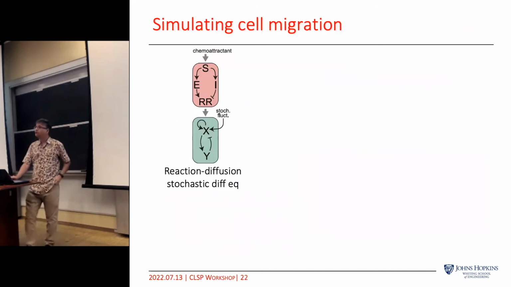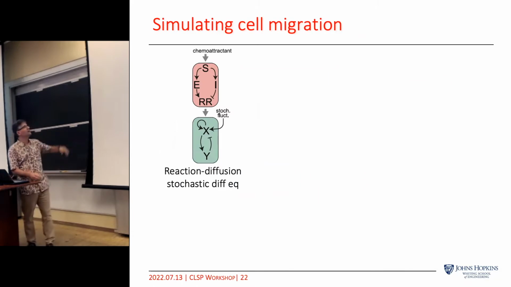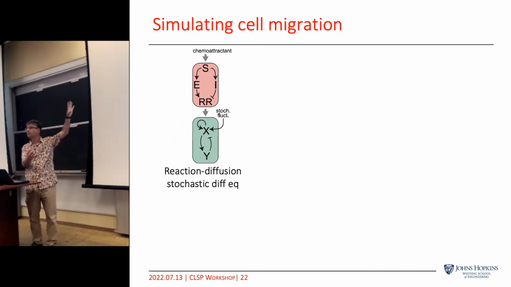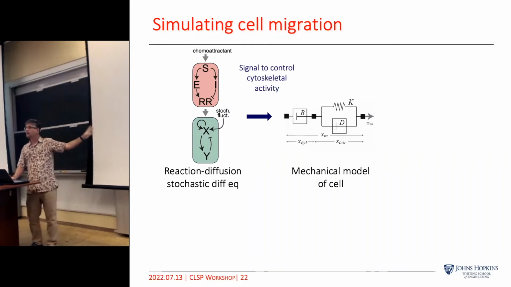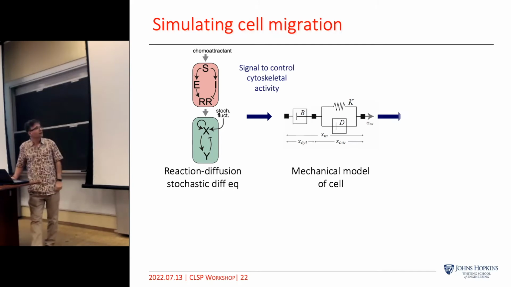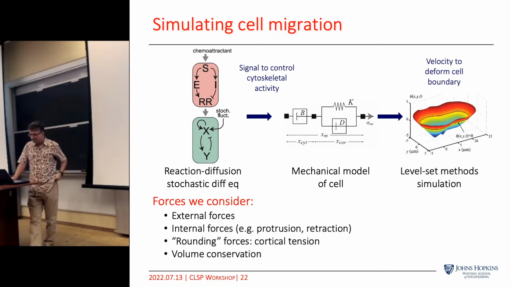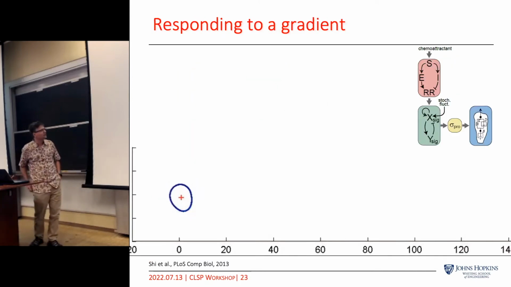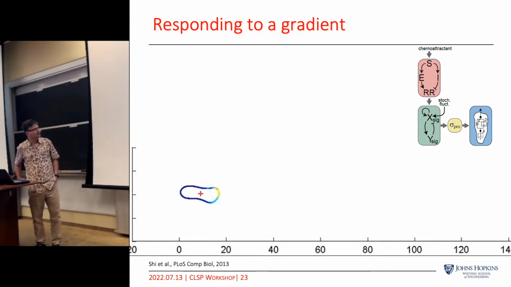Now, just to show you that this works, at least in theory, we came up with a model in which we take a system that looks at that chemical gradient, and I can't describe that, I don't have the time. But basically that triggers the reaction-diffusion equations of this excitable system. And then we put that through a mechanical model of the cell. It's a viscoelastic description of how the cell deforms when you apply a force, and we simulated this using level set methods. We tried to be careful that this works. And this is what happens when we apply a gradient to the cell.